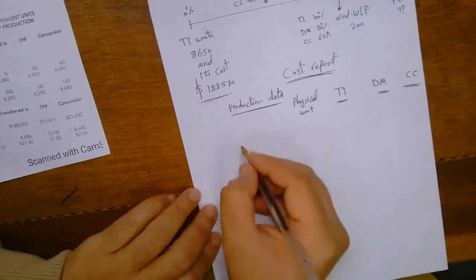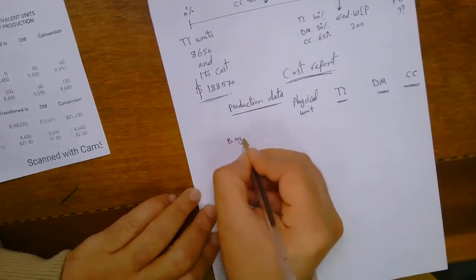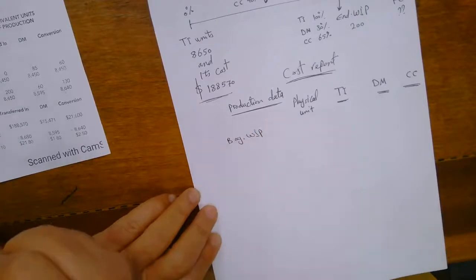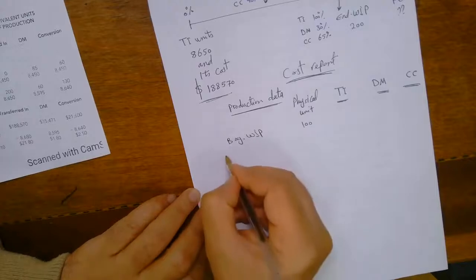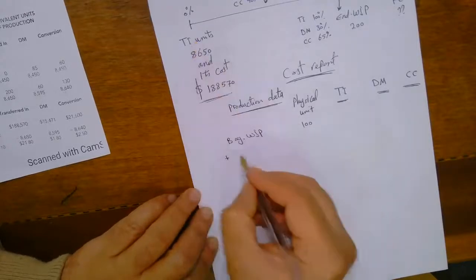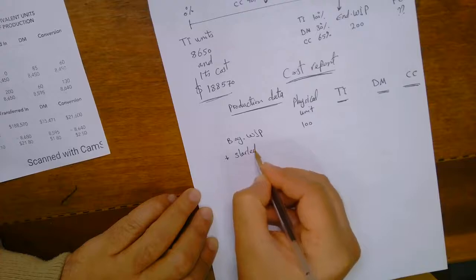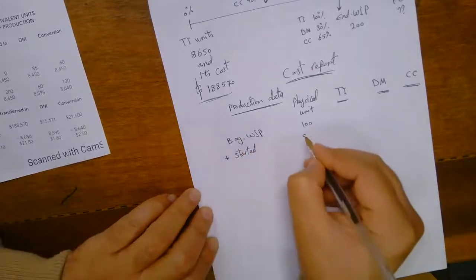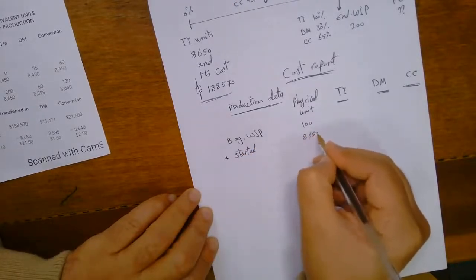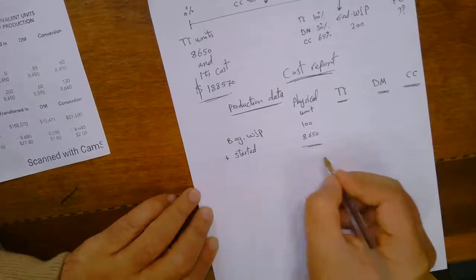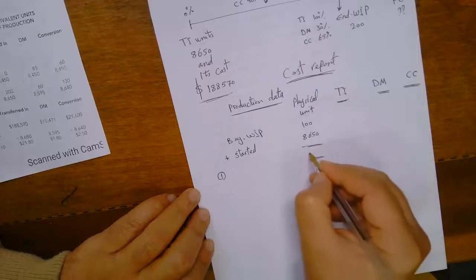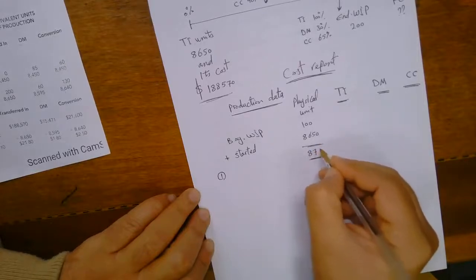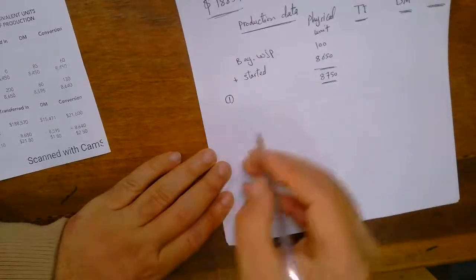First step, units to account for: beginning work in process inventory 100 plus transferred in or started 8,650. Total units to account for 8,750. Step number 2, the output.